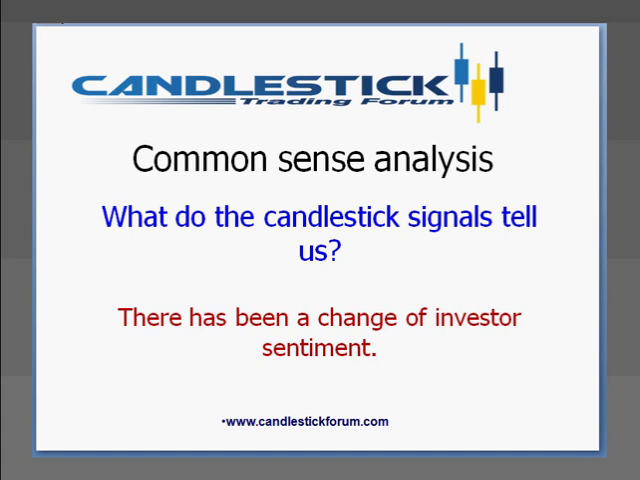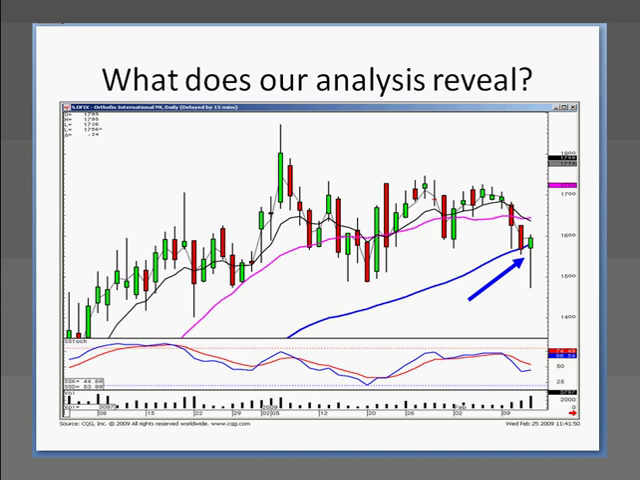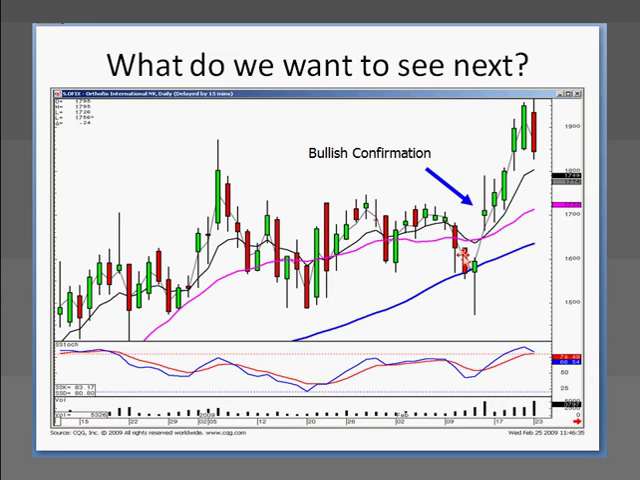analysis. First of all, we want to know, what do the candlestick signals tell us, and has there been a change of investor sentiment? So with our studies of the candlestick charts, hopefully we can see a possibility of an entry strategy. And if we can see the obvious setup, that we have a big hammer type signal right on the 50-day moving average, what do we need for bullish confirmation?